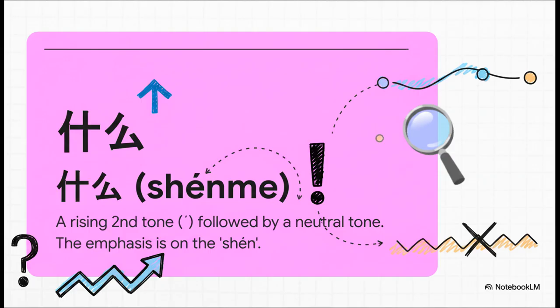It kind of just tags along for the ride. All the emphasis is on that first part, shenma. The mistake is to give both syllables equal weight, like shenmei. It just sounds unnatural. It should flow, shenma.